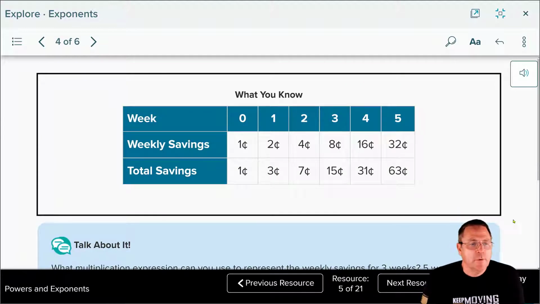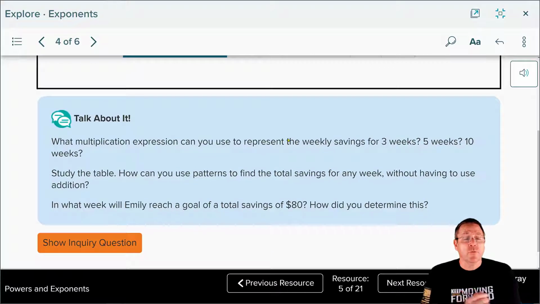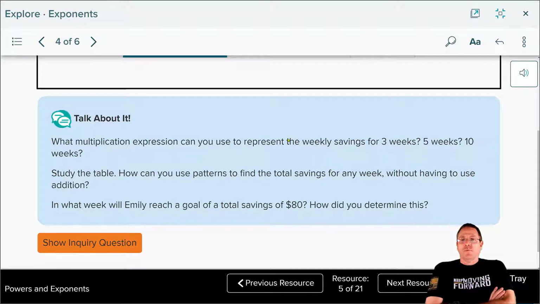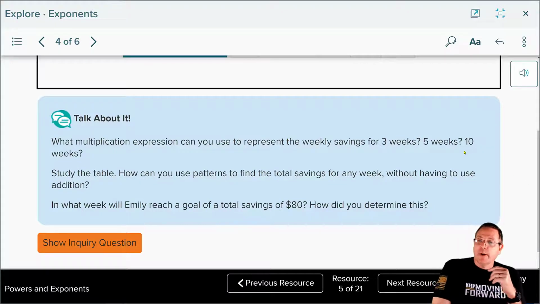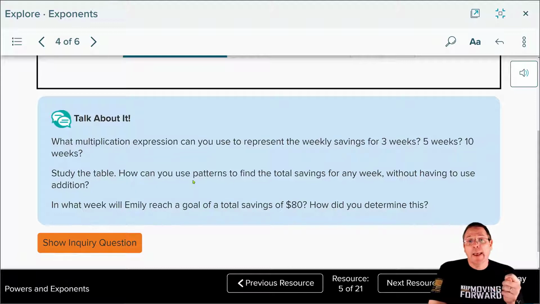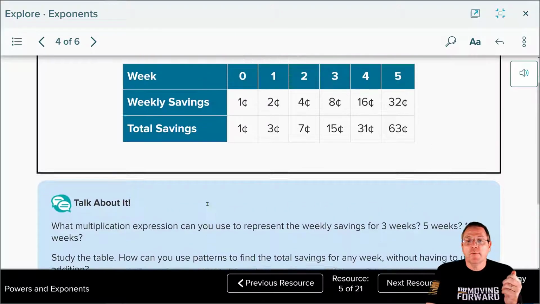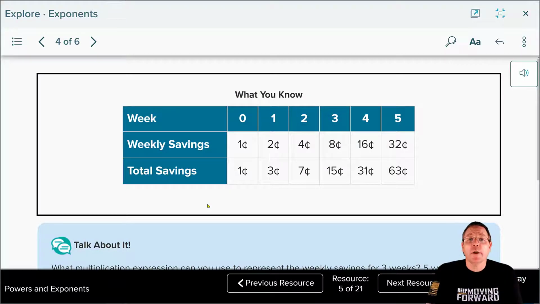So we have our table listed here, and they have some questions for us. First, what multiplication expression could represent the weekly savings for 3 weeks, and then 5 weeks, and then 10 weeks? And it says, study the table. How could you use patterns to find the total savings for any week without having to use addition? And then, in what week will Emily reach her goal and have a total savings of $80? How did you determine this? Well, we're not going to determine that. We've got better things to do than dig through that. I'd much rather see what they have to say.